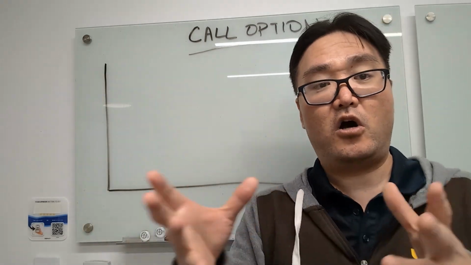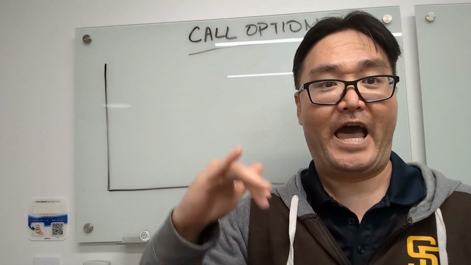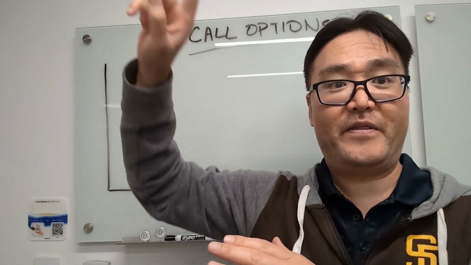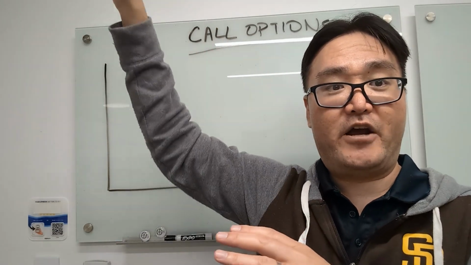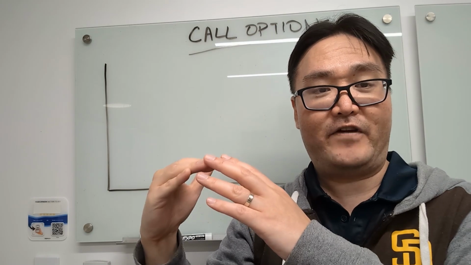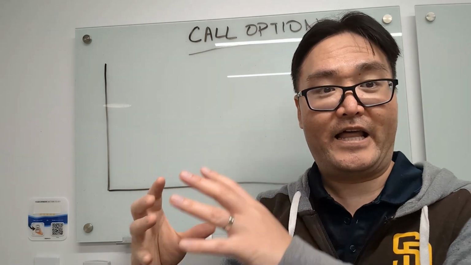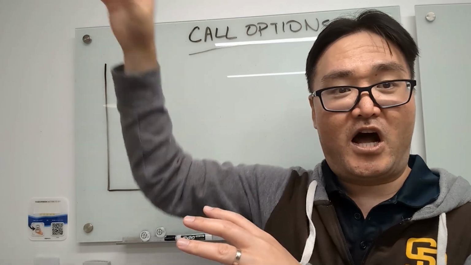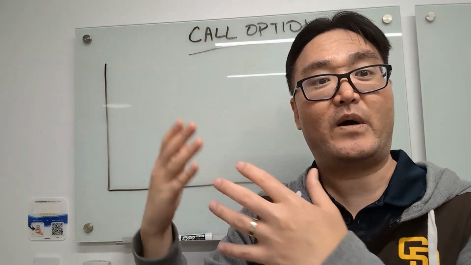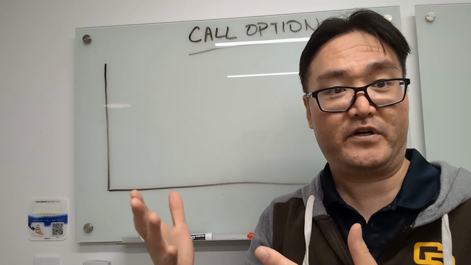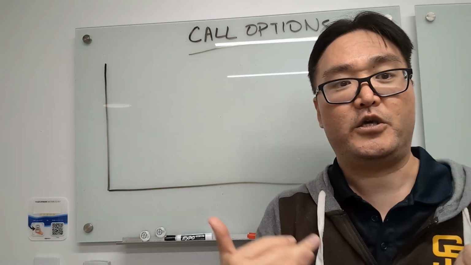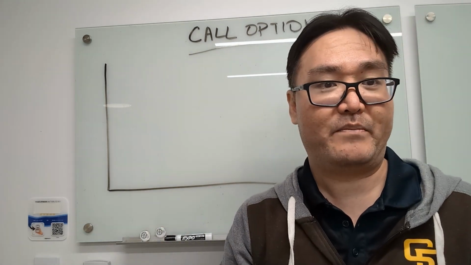Because remember, a call option gives you the right to buy a security at a specified strike price. So you want the stock to go higher and higher and higher, and have a contract that allows you to buy that super expensive stock at a lower strike price. That's what makes a call option profitable. But in order to secure that contract, of course, you have to pay that premium.